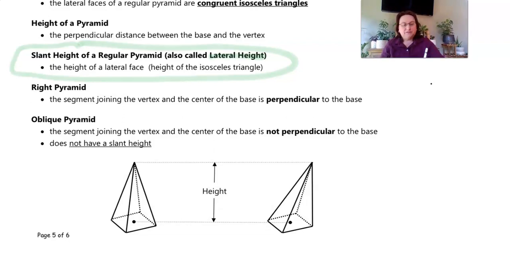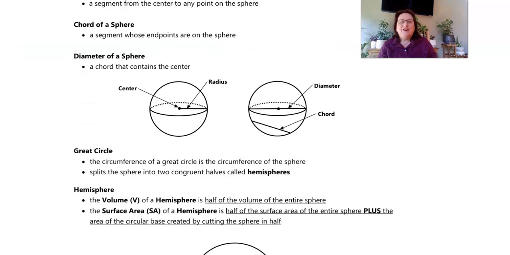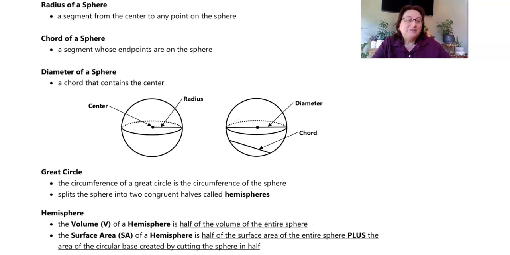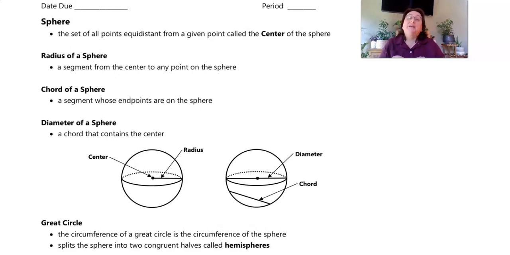Y'all ready for this? Spheres. Okay, now, some of you, all of you probably know spheres, don't you? Spheres represent basically a circular figure, right? Now, the radius of a sphere, I want you guys to notice something. The radius of a sphere can go from the center to any point on the sphere.